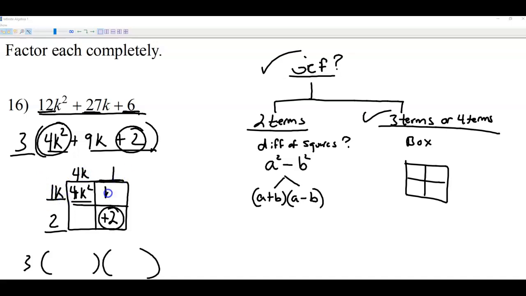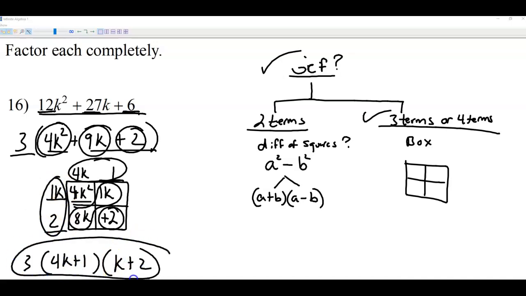1k times 1 is k, or 1k I guess we could say. 2k times 4, 2 times 4k is 8k. Do these add up to make 9? They do. So we've got our answer now, 4k plus 1, and then k plus 2. And that's the end of it.